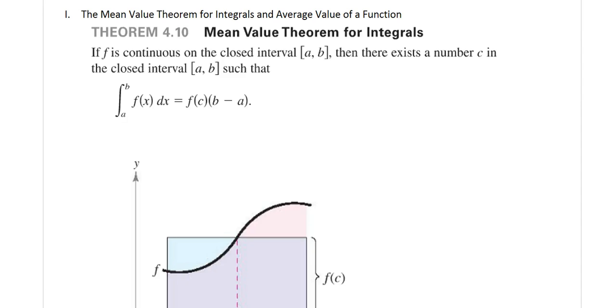We have a special version of the mean value theorem for integration. This says if f is continuous on the closed interval from a to b, then there exists a number c in the closed interval from a to b such that the integral from a to b of f of x with respect to x is equal to f of c times b minus a.